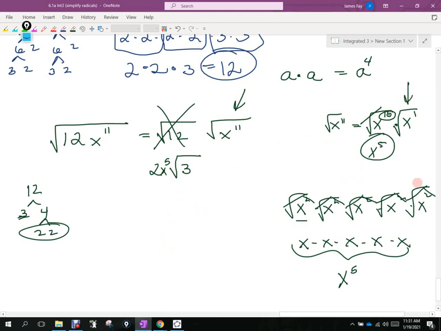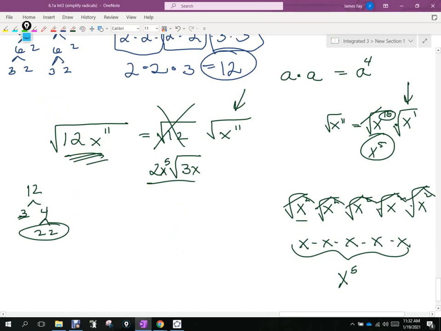This x, the radical did not cancel because that number was odd. And we're going to try to do this every time so that the number underneath is always going to be a 1. So that stays underneath. So we get 2x to the 5th times radical 3x is the same thing as that.